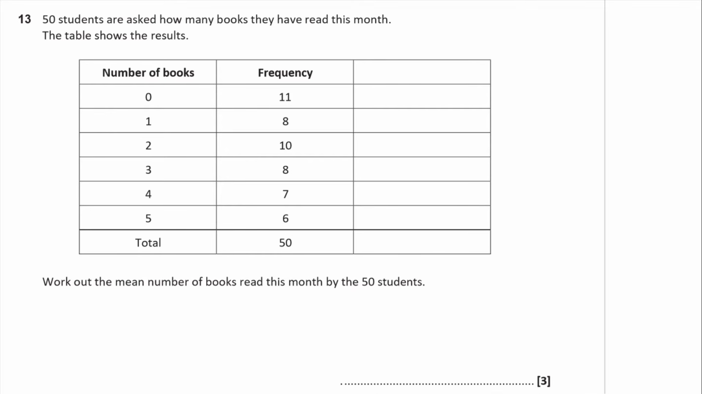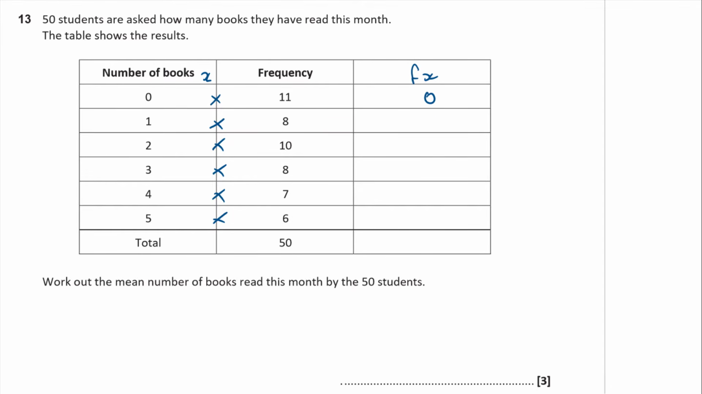Question 30. 50 students are asked how many books they have read this month. The table shows the results. So we've got number of books and the frequency that they were read. So let's work out the mean. Now to find the mean, we need to find the frequency times the number of books, fx, if this is x and that's fx over there. So we need to multiply all of these.